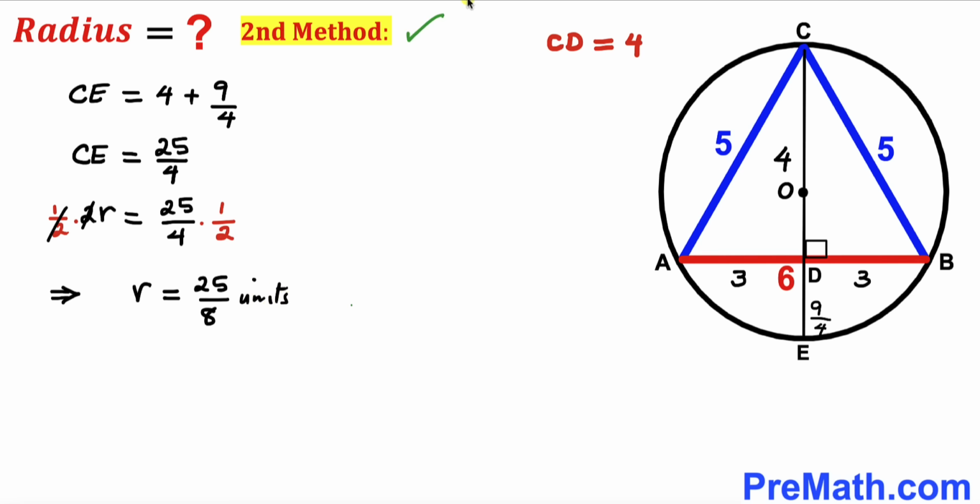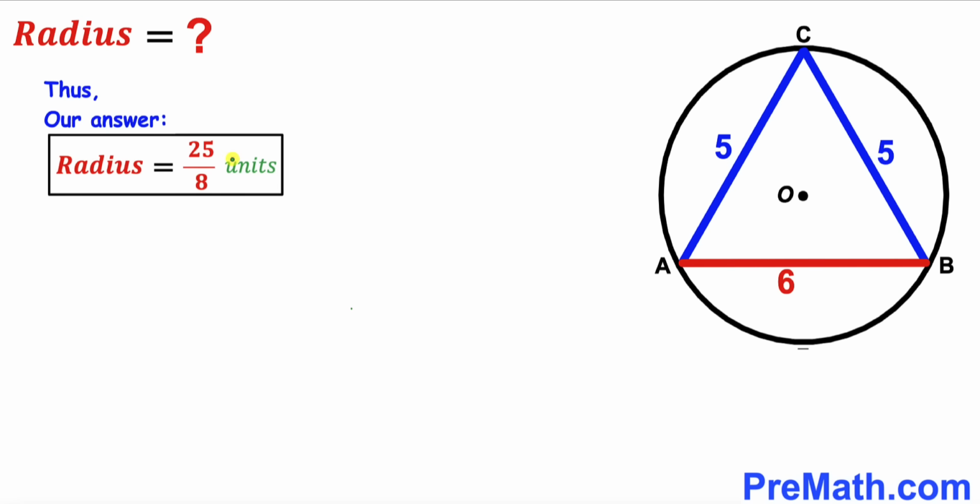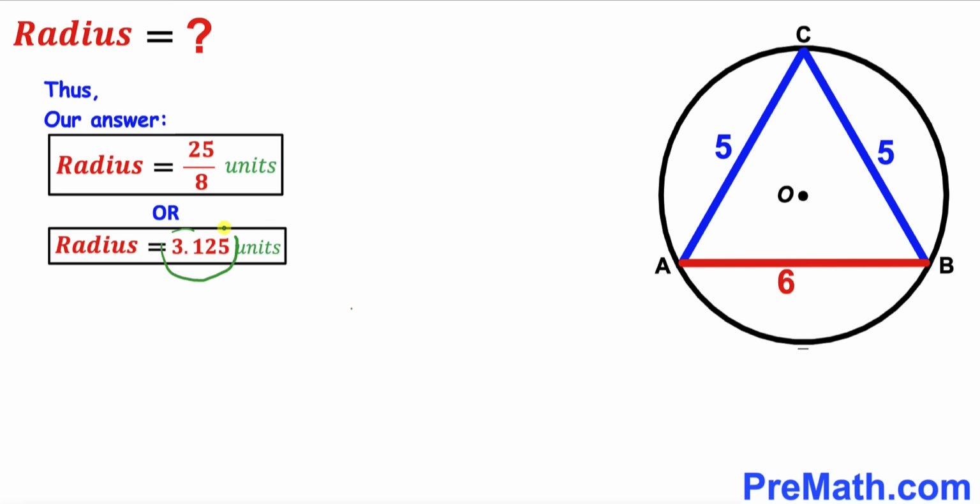So after all the calculations and manipulations, the radius of this circle turns out to be 25 divided by 8 units by using both methods. And that's going to be equal to 3.125 units as well. And that's our final answer.